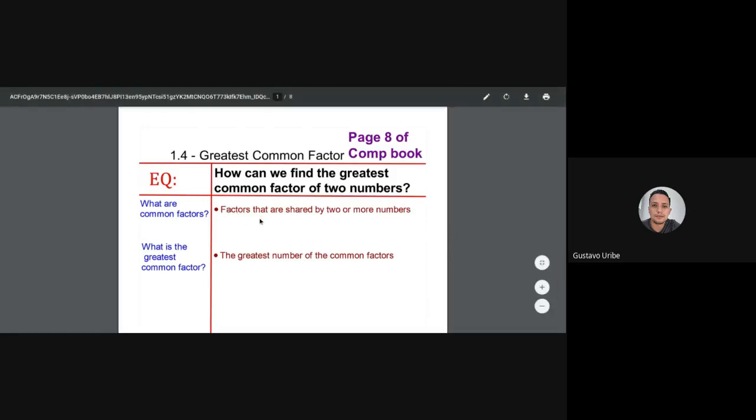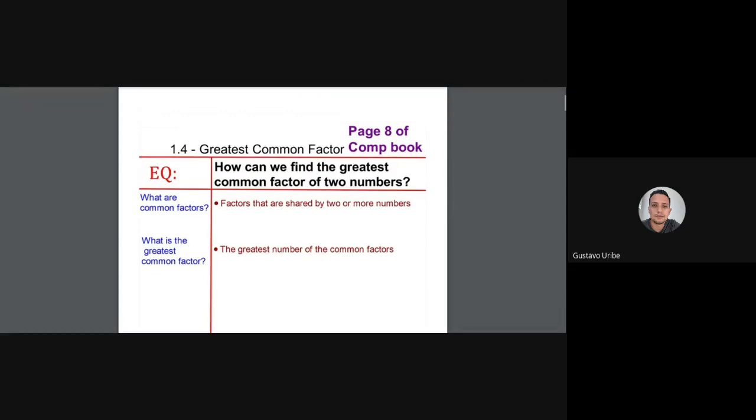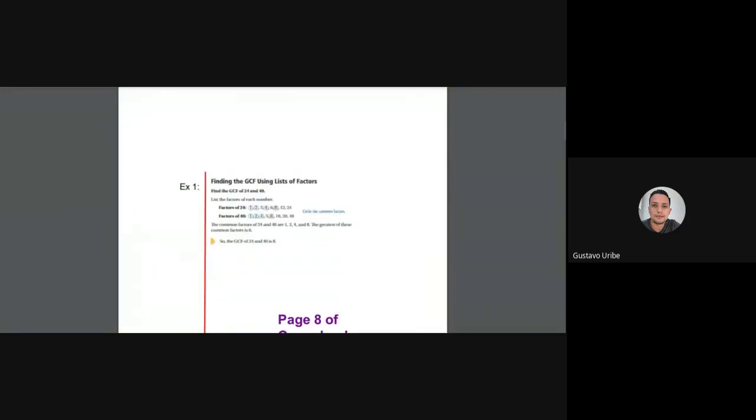So first, what are common factors? Well, common factors are factors that are shared by two or more numbers. The greatest common factor is the greatest or biggest number of those common factors.